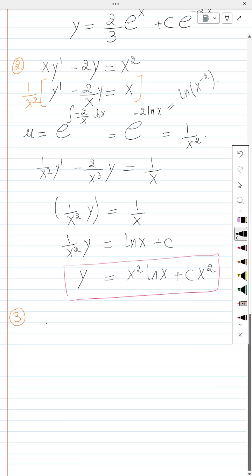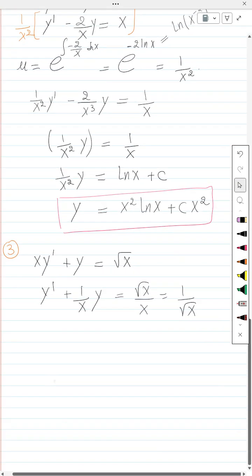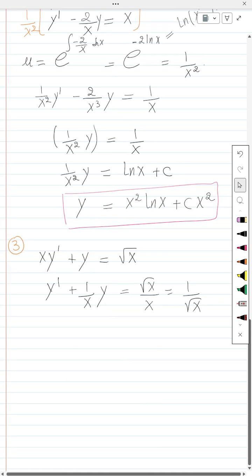So let's see another example which says x y prime plus y is going to be equal to square root of x. As you can see, we need to divide by x. It is going to be y prime plus 1 over x y is equal to the square root of x over x, which is going to be 1 over the square root of x. Okay, so we need to calculate mu.